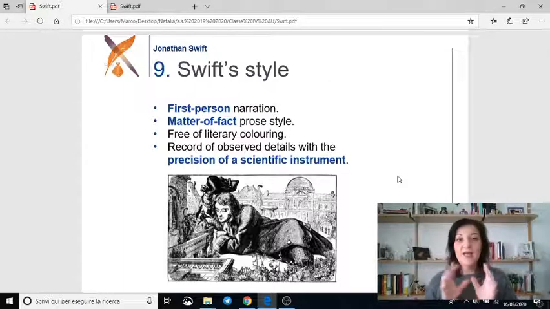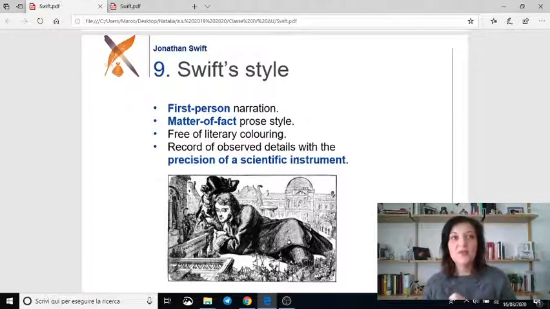What does it mean? He feels free of giving a certain shade of literary coloring. Ci sono alcune coloriture di tipo letterario, ok? Then he tells in details with precision, with the precision of a scientific instrument, what he observed during his travels. So he uses this kind of very precise, detailed language to record the details of his travels.